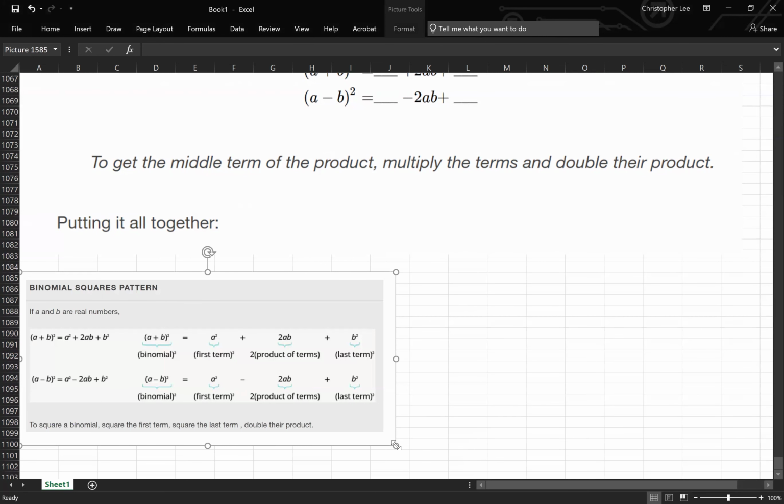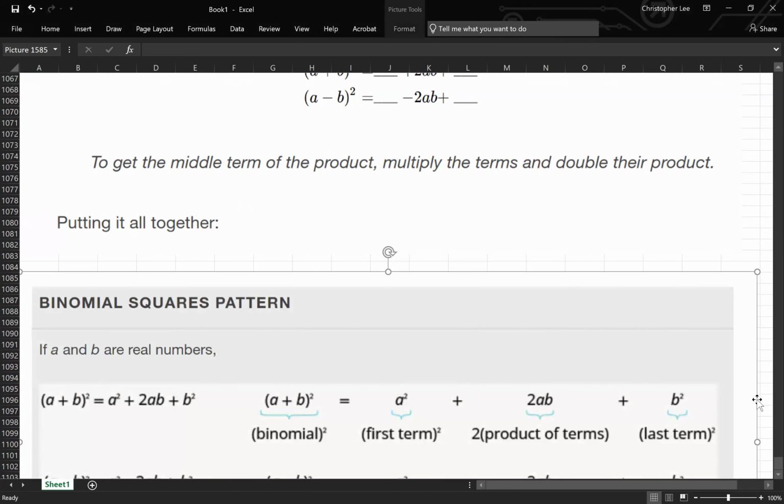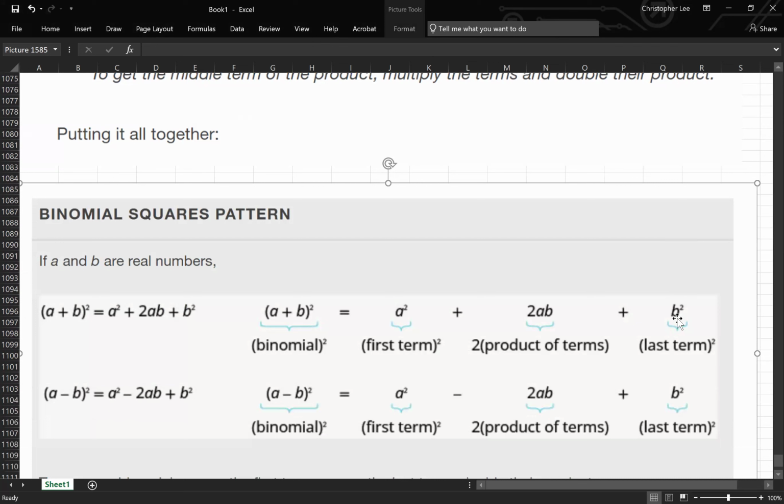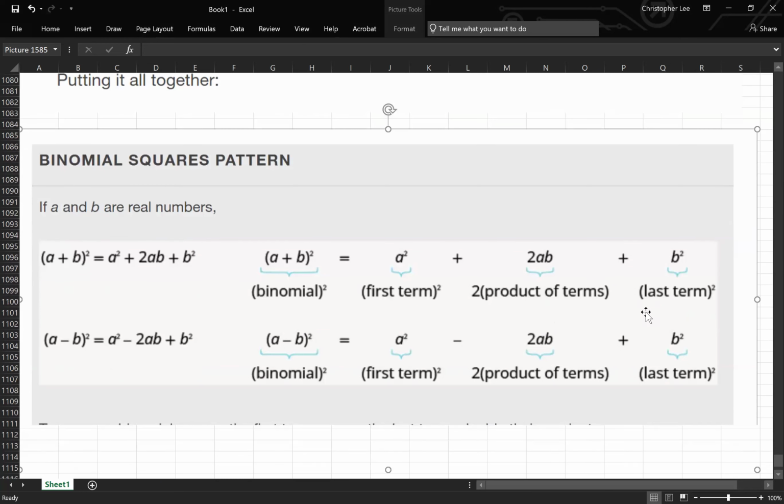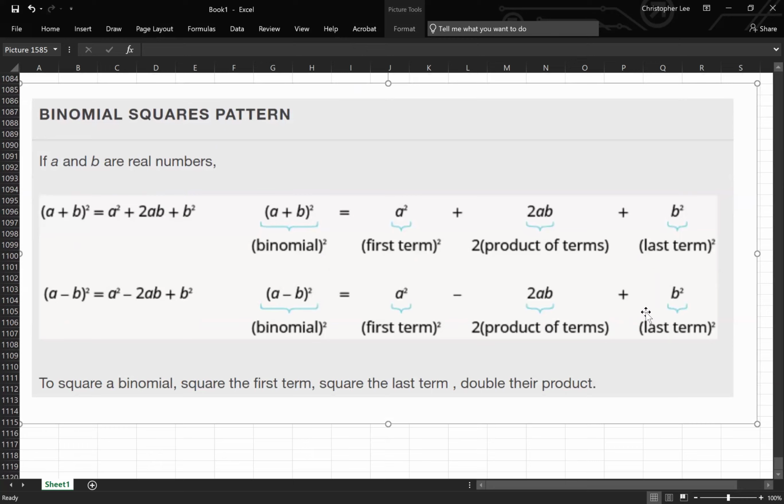So this is called the binomial squares pattern. If a and b are real numbers, a plus b squared is equal to a squared plus 2ab plus b squared, right? So when you multiply them out, this becomes a squared plus 2ab plus b squared. And a minus b squared equals a squared minus 2ab plus b squared. That's your binomial squares pattern.